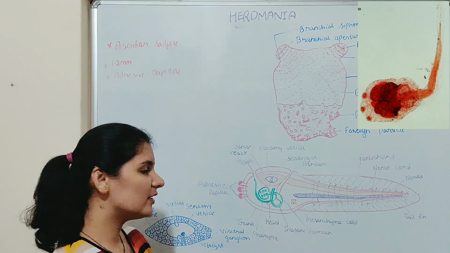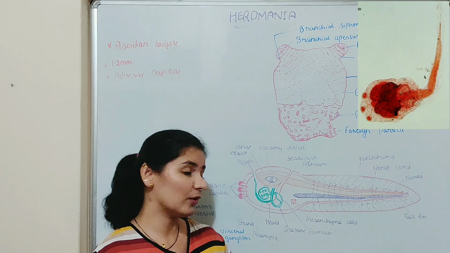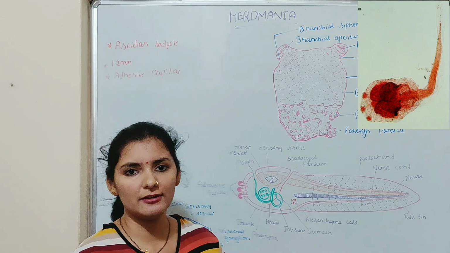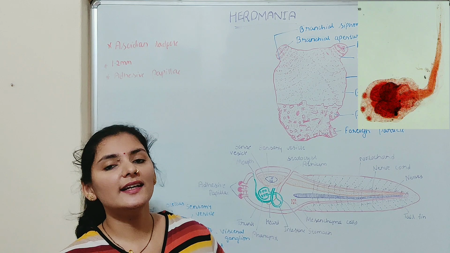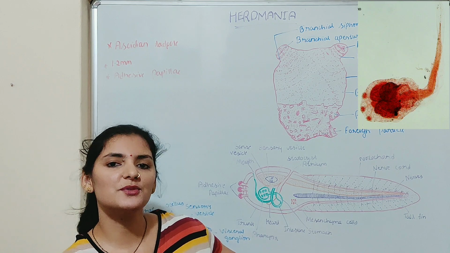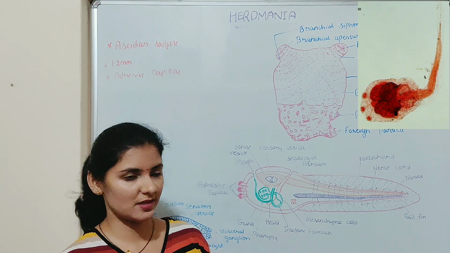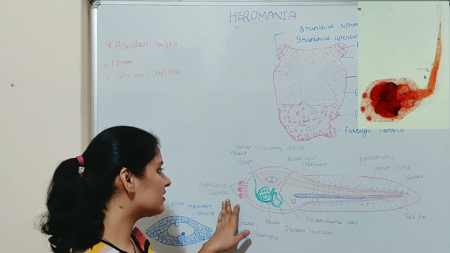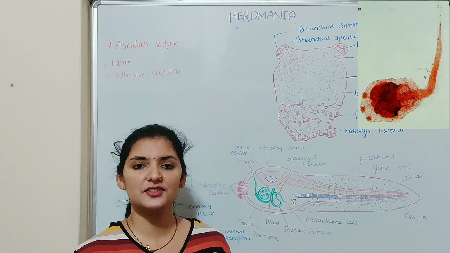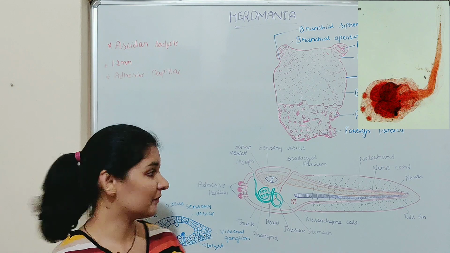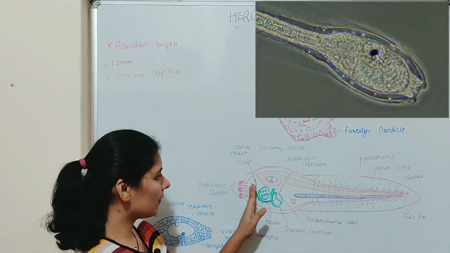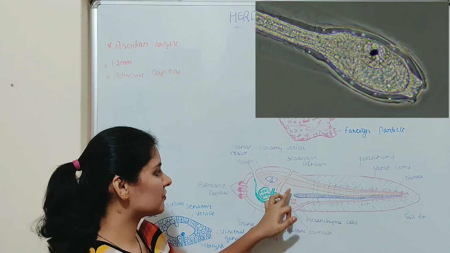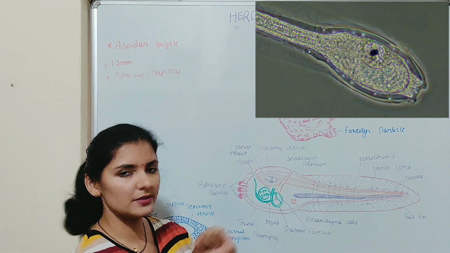It is with the help of this adhesive papillae that the larva, after its free swimming life, settles down and attaches itself to a suitable substratum to undergo metamorphosis. So it is with the help of this adhesive papillae that the larva attaches itself to the suitable substratum. Just behind this adhesive papillae, on the dorsal surface of the trunk, it has a simple nervous system.